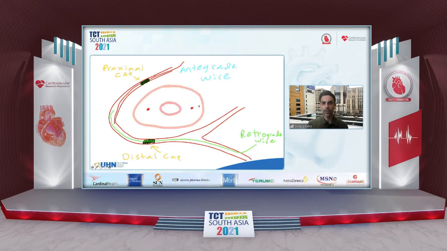opposite sides of the vessel, but both within the subintimal space. And then you take a balloon along your antegrade wire, destroy the tissue planes between both wires so that you can then move your retrograde wire into the same space as your antegrade wire.